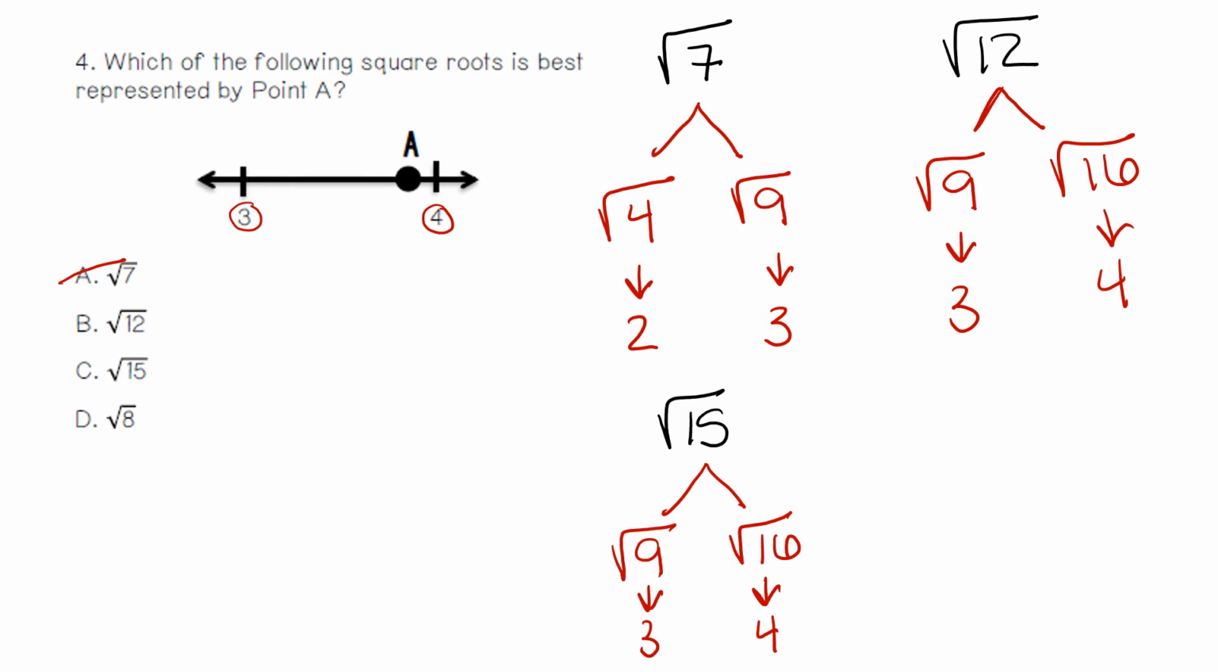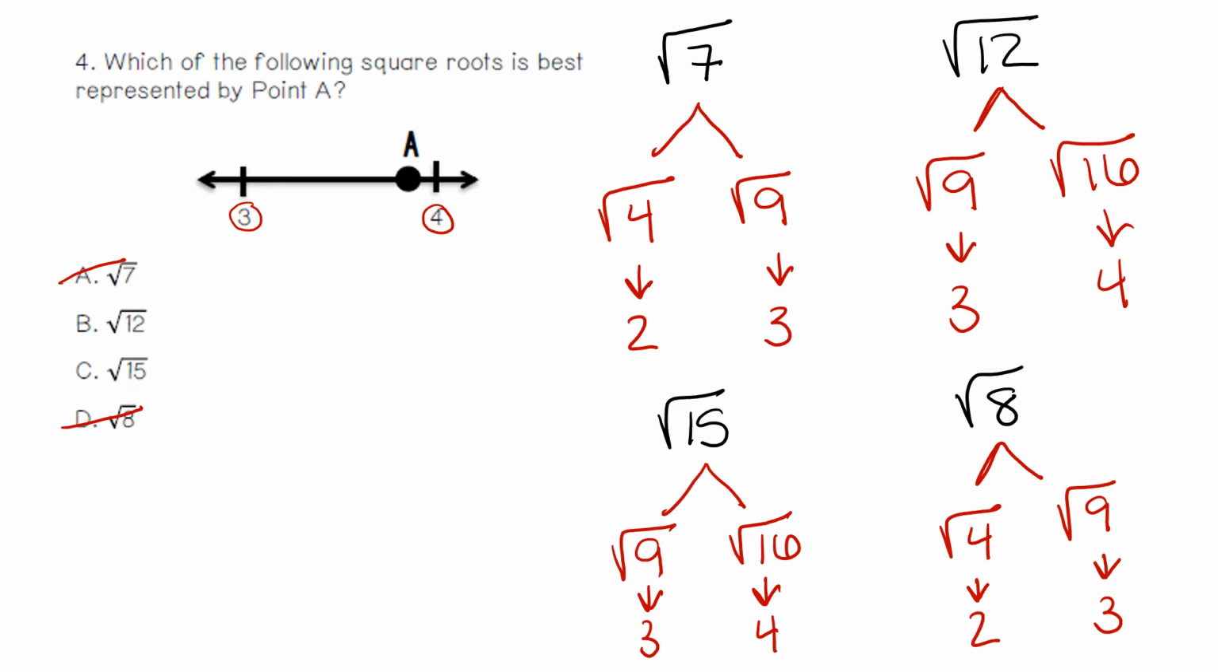The last answer choice, D, we can break apart the square root of 8. A smaller square root would be 4, 2 times 2. A larger square root would be 9, 3 times 3. And so D is not a correct answer. The square root of 8 would be between 2 and 3, not 3 and 4, meaning our answer choices are B and C.